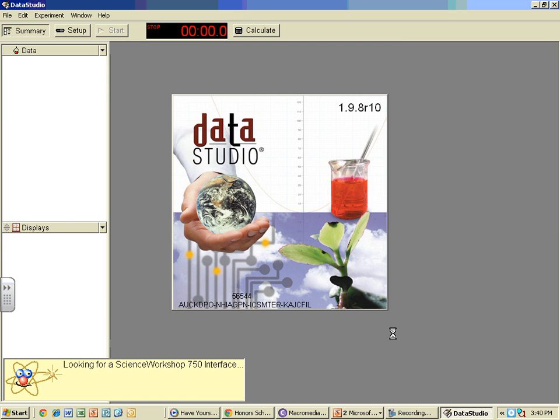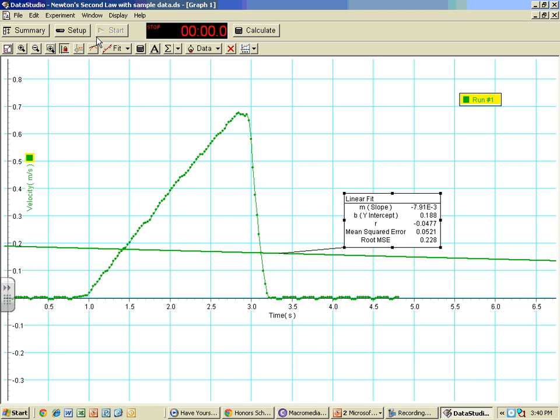And this will look like the one you're going to use in the lab, except it doesn't have a start button on because I don't have it plugged in. This is a big graph of velocity versus time. And this is basically what your graph should look like. It should be a fairly smooth looking graph.